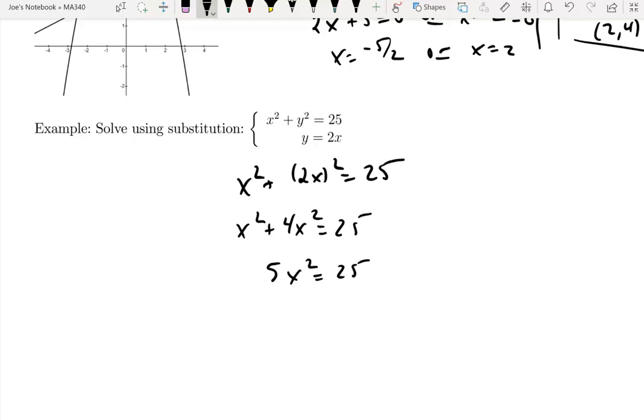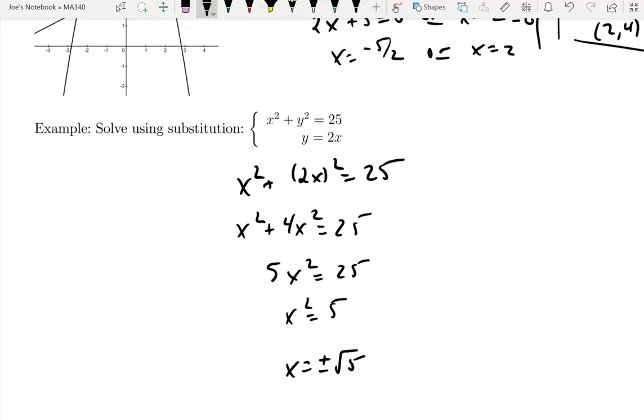So combining the like terms on the left-hand side, we get 5x squared equals 25. Divide both sides by 5, we'll get x squared equals 5. Easy way to solve this equation is take the square root of both sides, but remember, every time you take the square root of both sides of an equation, what do you get? Plus or minus, right? Every single time you get a plus or minus in front of it. So we'll get x equals plus or minus square root of 5.